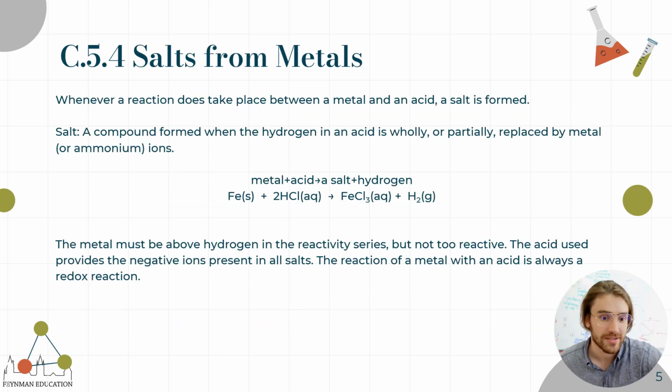Okay, so salts from metals. A salt is formed when a metal reacts with an acid. Basically what happens is the metal is going to replace the hydrogen in our acid, and that means hydrogen gas is going to be given off. This is going to be a redox reaction, and it has to be that our metal is above hydrogen in reactivity. So it has to normally be a reactive metal, because it has to displace the hydrogen in the acid.